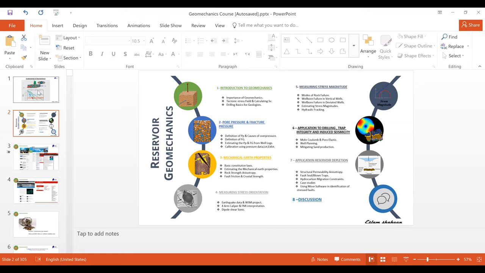Second topic would be pore pressure and fracture pressure: definition of pore pressure and the causes of over pore pressure, definition of fracture gradient, estimating the pore pressure, calibration using pressure data, leak off test, and extended leak off test. After then, this course also includes the mechanical earth properties. After then, we have a topic on measuring stress orientation, measuring stress magnitude, application to drilling, trap integrity and induced seismicity, and application of geomechanics to reservoir depletion.